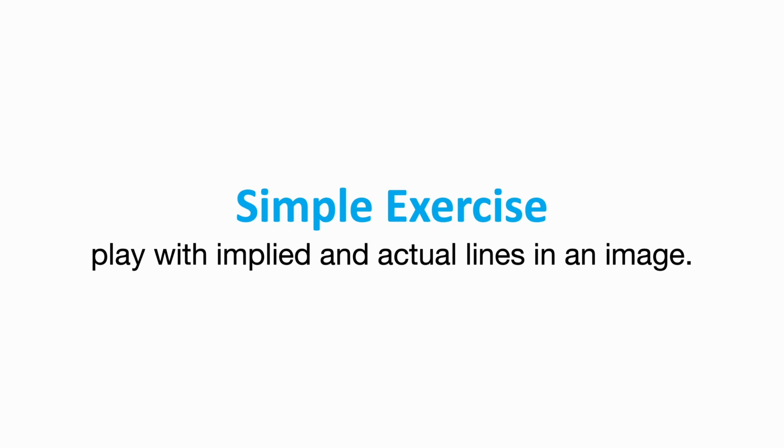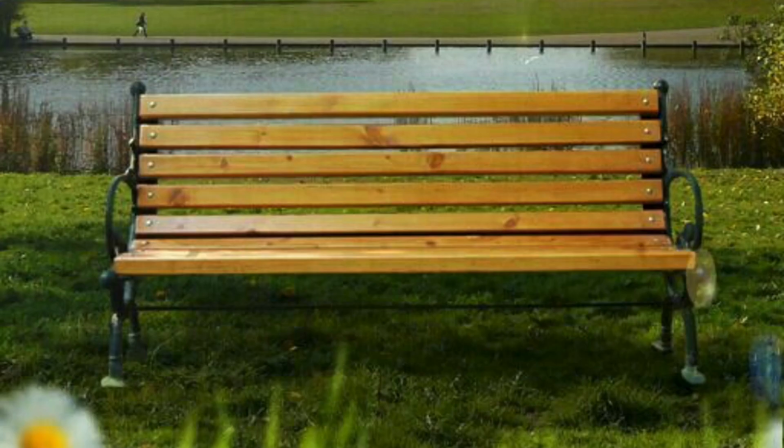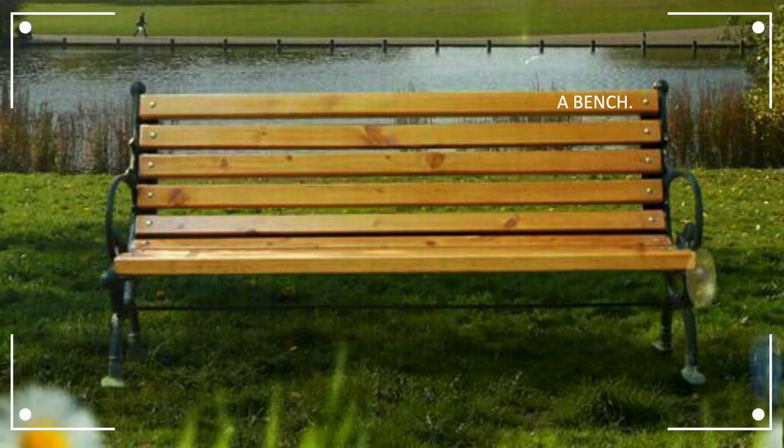Now, a simple exercise. I encourage you all to play with implied and actual lines in an image. Look at this park bench image. Due to the presence of horizontal lines, the visual is looking serene and calm. Let's say I have to create a documentary cover using this image. So I added the documentary name and ta-da, the cover is ready. Overall, this suggests a calm, serene visual suggesting what should be expected out of the documentary.